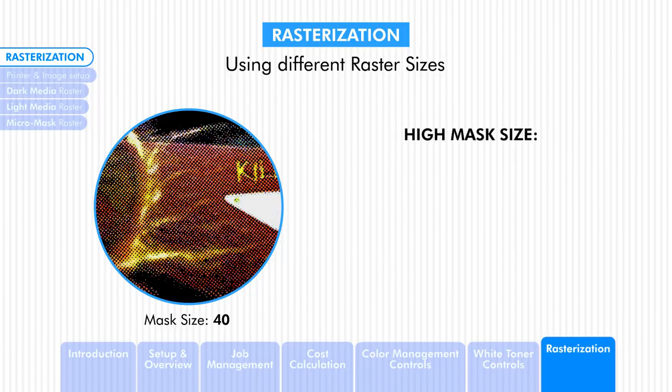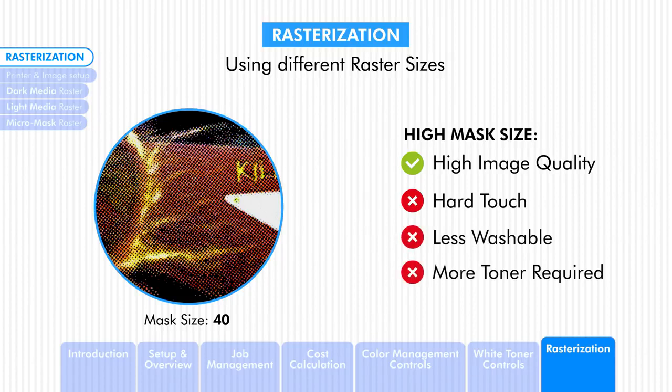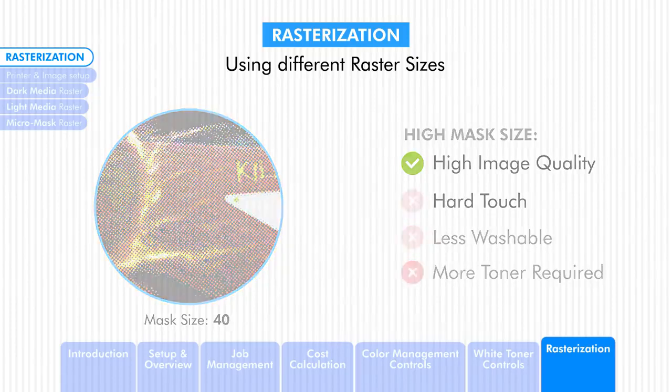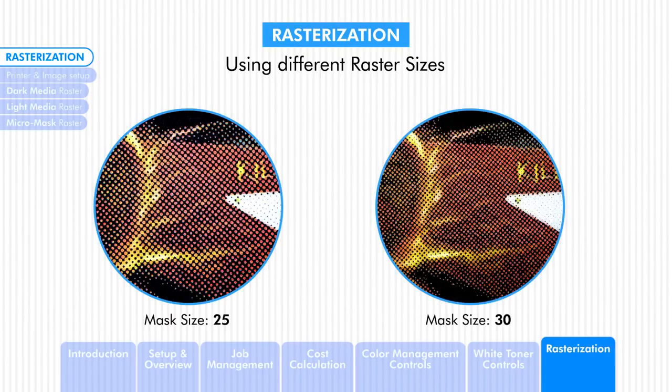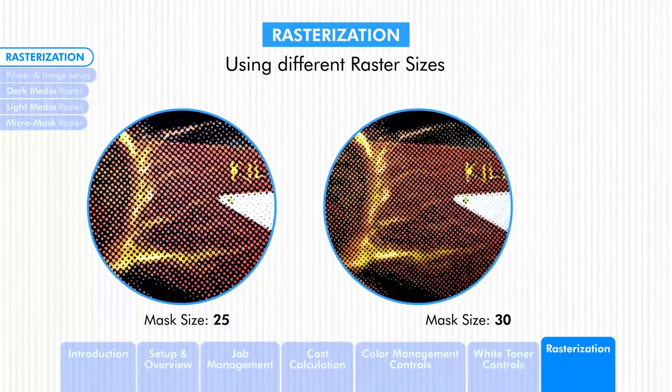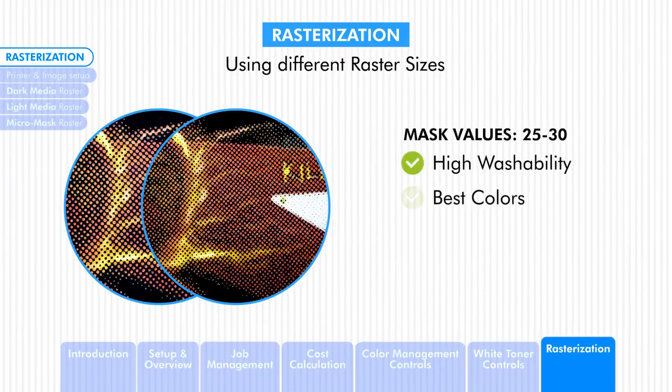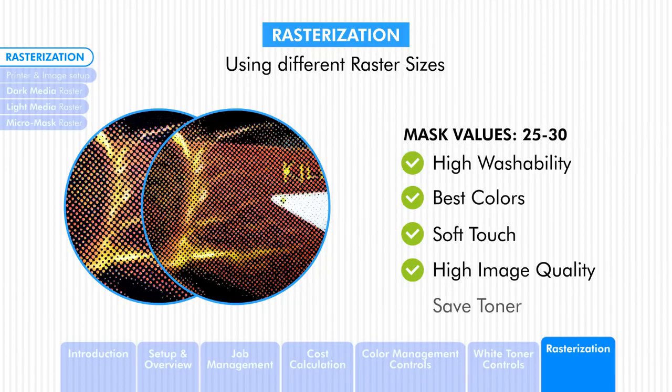By using a mask size of 40 or higher, we make the image more recognizable. But the downside to using such a high mask size is the image becomes harder, less washable, and uses more toner. Using a mask size between 25 and 30 maximizes the washability, produces the best colors, softens the image, and keeps the image quality high while saving you toner.